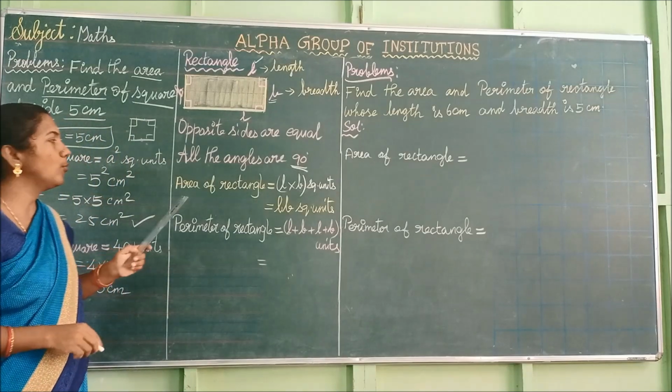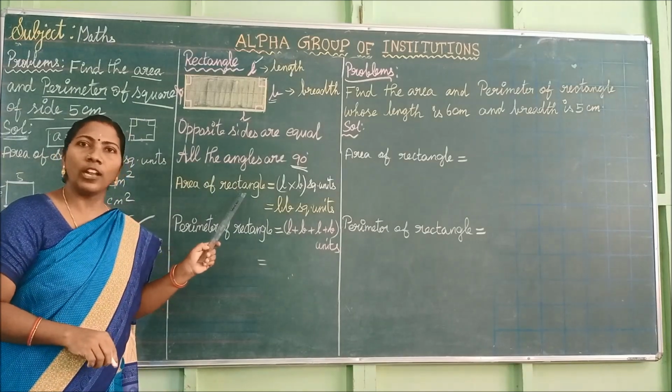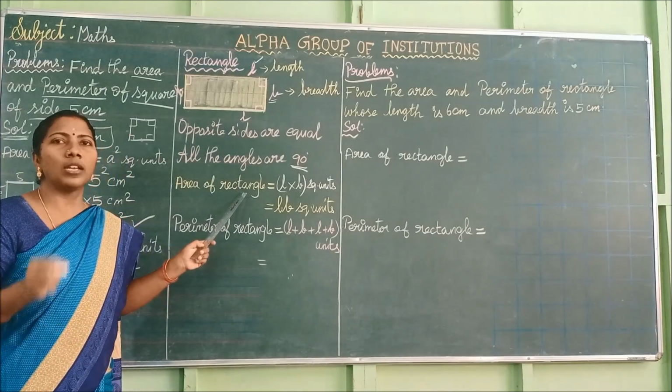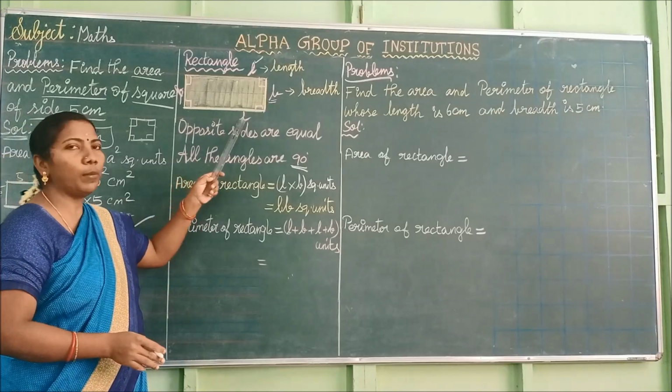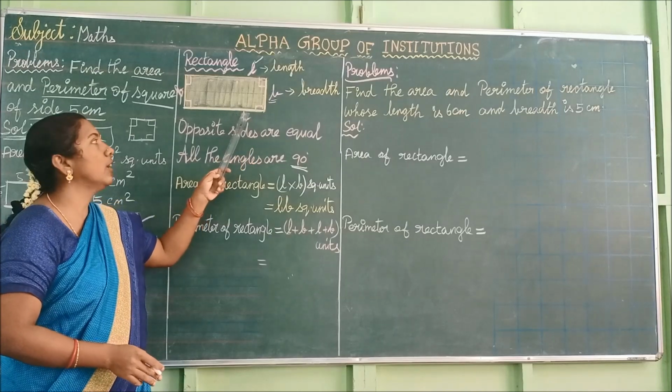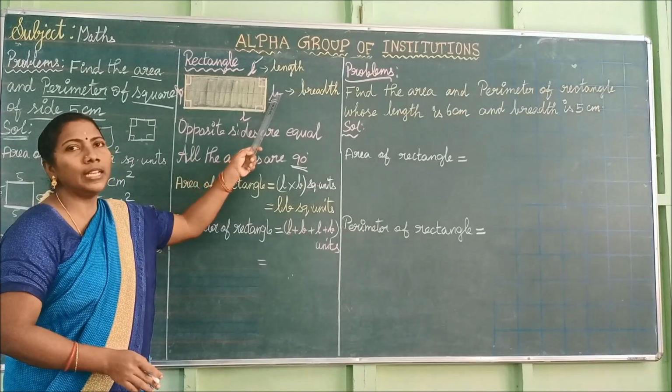Okay. Now we are going to write the area of rectangle formula. What is the basic formula? Side into side, or length into breadth. Here we are going to multiply two of its sides. One side is length and another side is breadth.